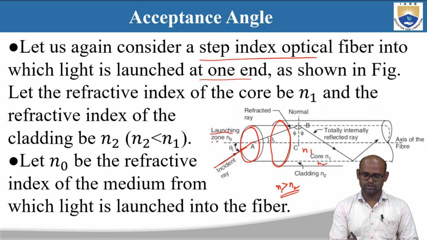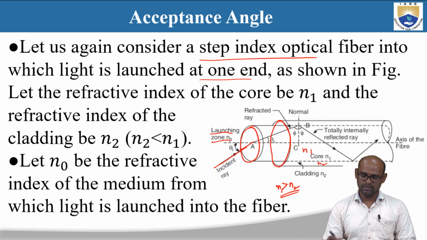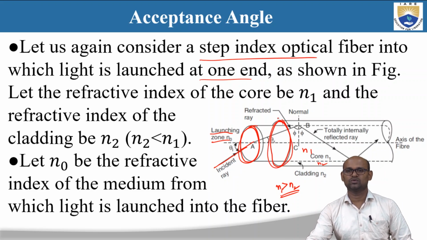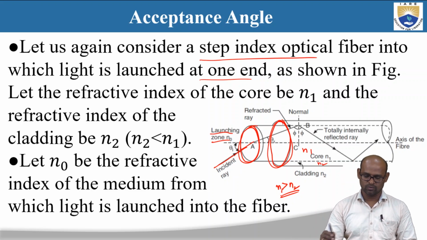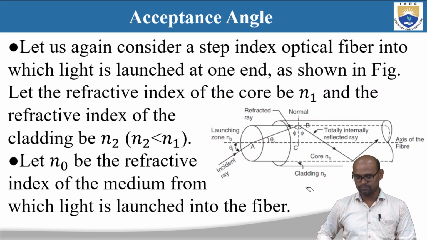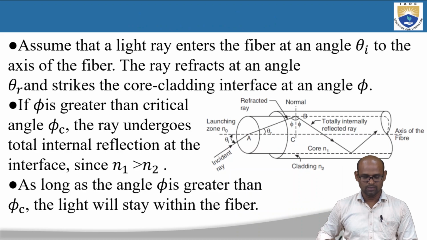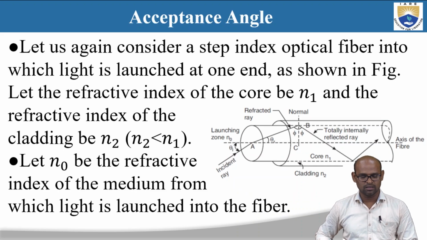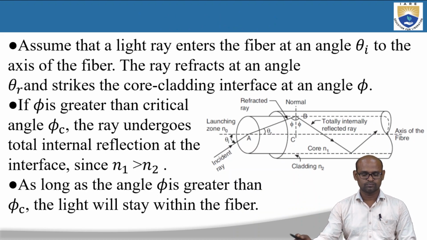The medium where we are launching the light into the optical fiber, the innermost one, which is the core, and the next to the core, which is the clad. So these are the three media: launching zone, core, and clad. Okay. So using these three media, we are going to find out the acceptance angle. We will define this acceptance angle in coming slides.